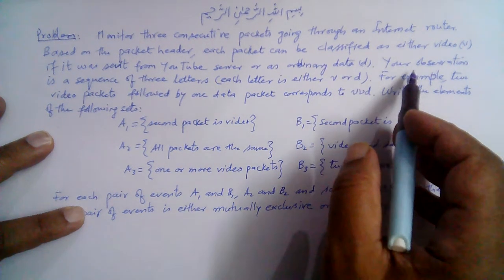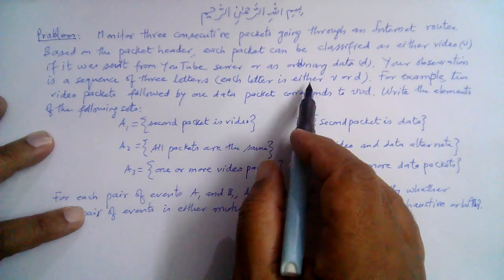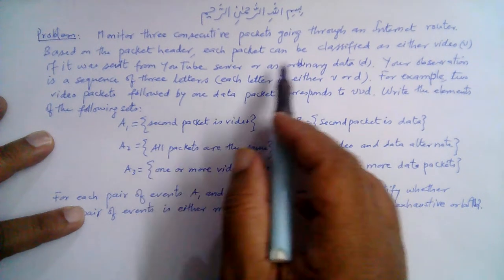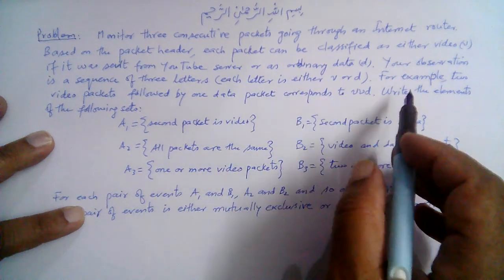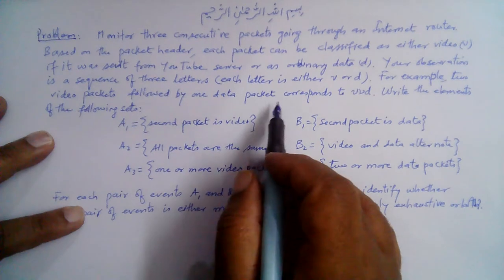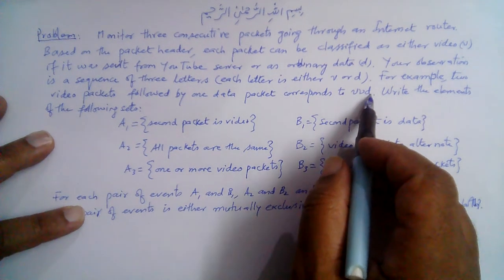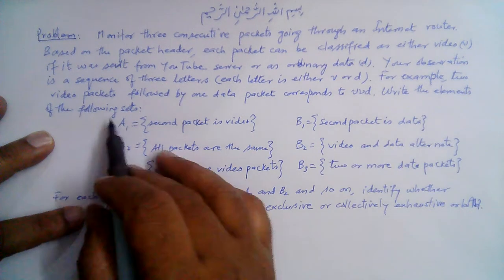Your observation is a sequence of 3 letters. So each letter is either V or D, because the packet can be either video or data. So for example, 2 video packets followed by 1 data packet corresponds to VVD, video, and then data, right? So write the elements of the following sets.